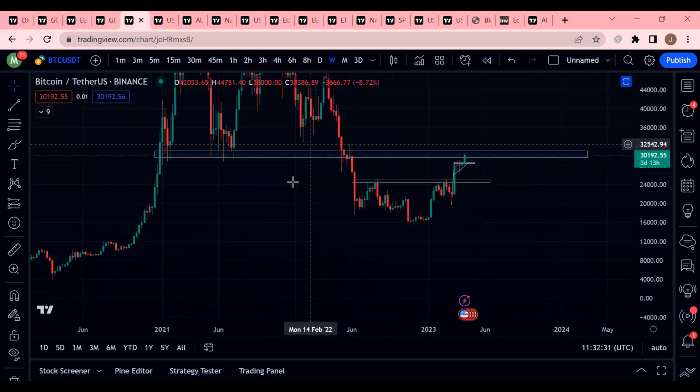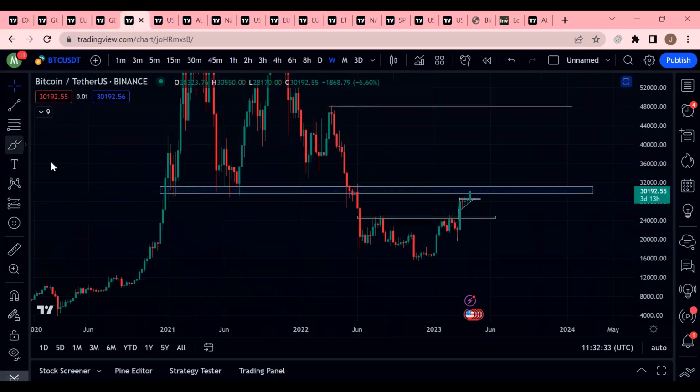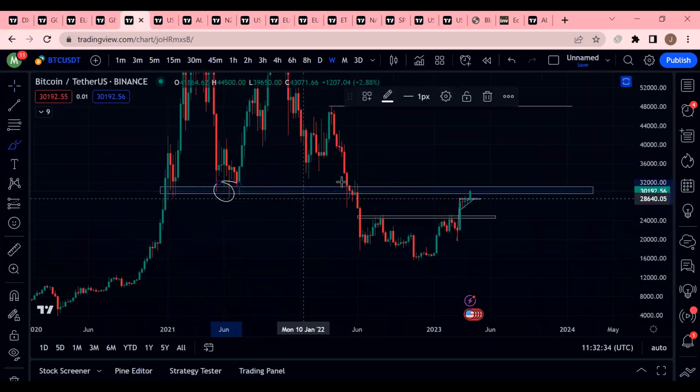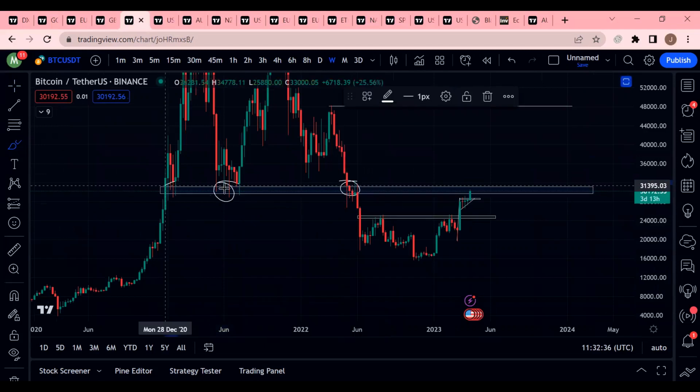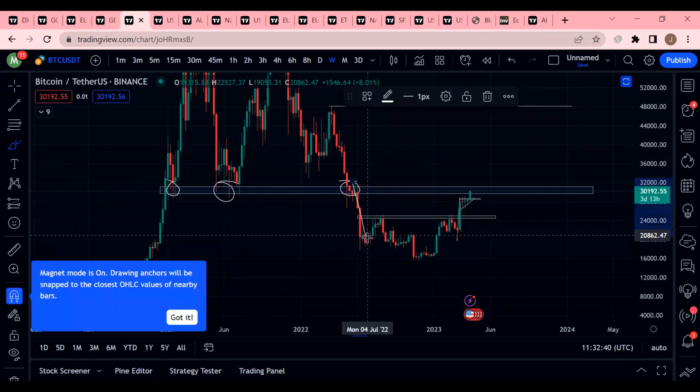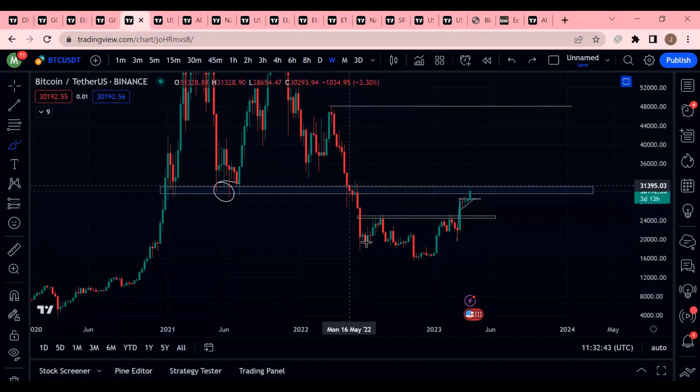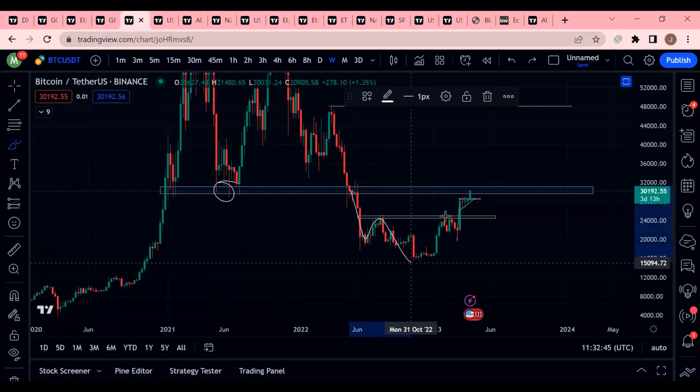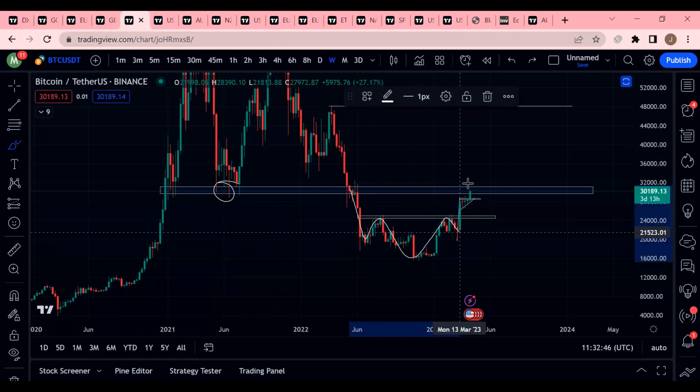Now it's clearer on Bitcoin. We have an important area right now. You can see that this was a previous support that broke down, and for over 1 year we've been in these areas. Are you getting it? Trying to switch this market back to the upside.